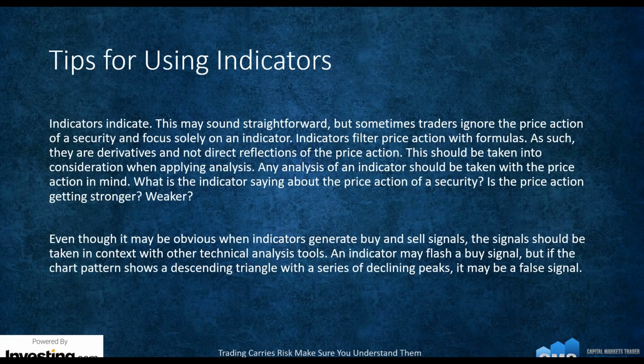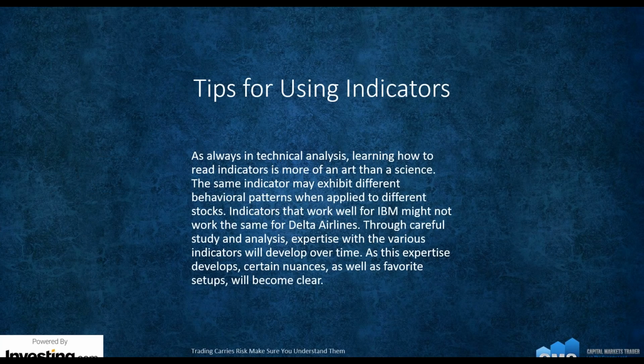Even though it may be obvious when indicators generate buy and sell signals, these signals should be taken into context with other technical analysis tools. An indicator may flash a buy signal, but it's the chart pattern showing a descending triangle with a series of declining peaks. It could be a completely false signal. As always in technical analysis, learning how to read indicators is more of an art than it is a science.